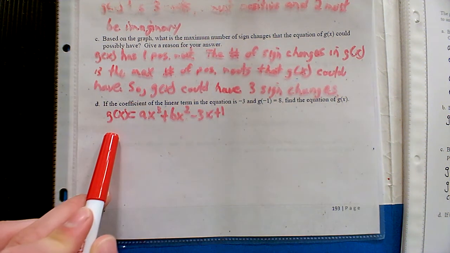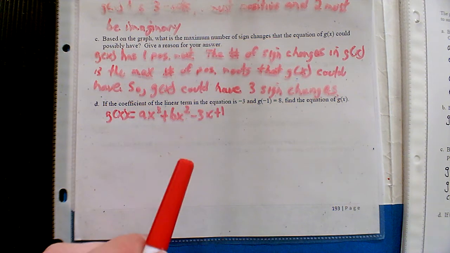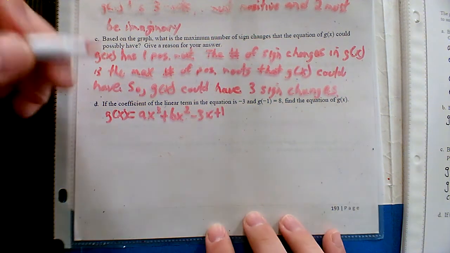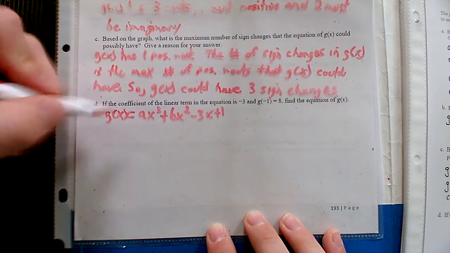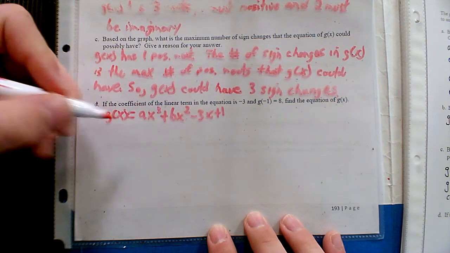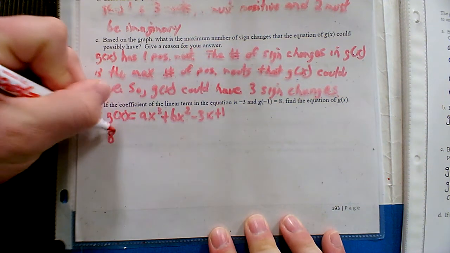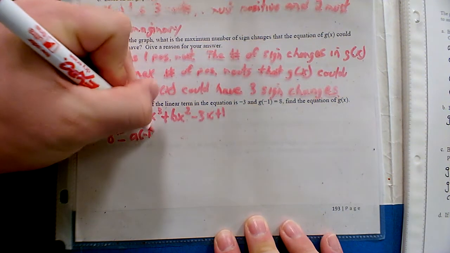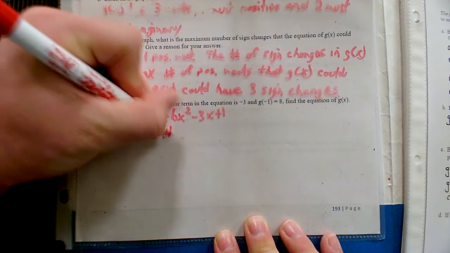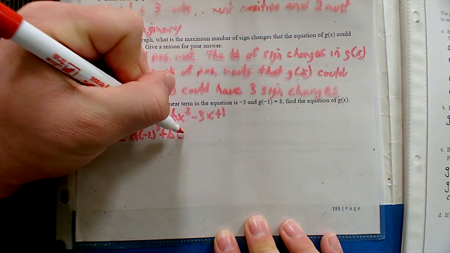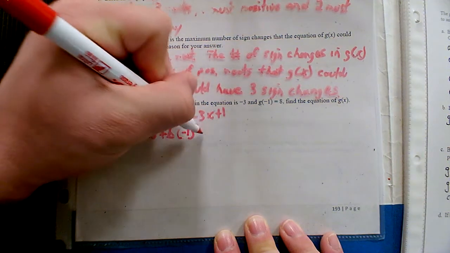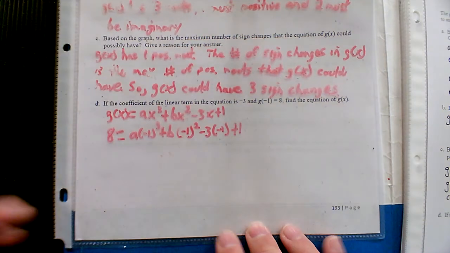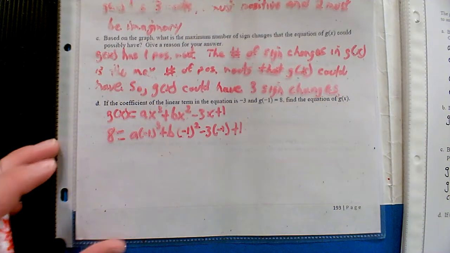Now what did they tell us g of x is, or what are we going to plug in for g of x, in this example? Yeah, we're going to plug in -1 for all of our x's, and our answer should be what? 8. Okay, so we're going to have 8 equals, we don't know what the coefficients are yet. So plug in your -1s.